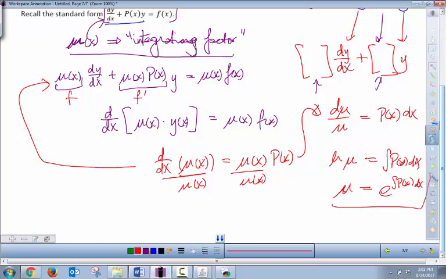Box. Is that going to have some values of mu from that ln? Yeah. But you don't care about details like that.